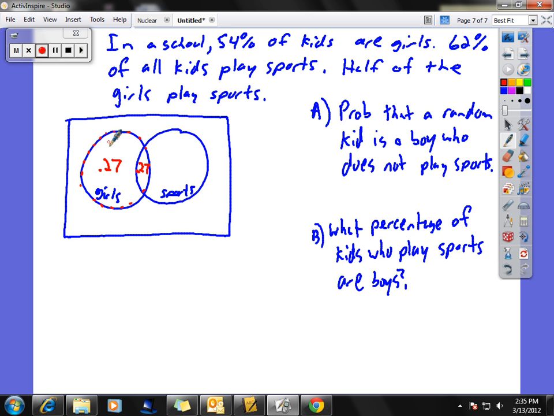Now the reason why you want to put the middle one in first, though, is because a lot of people want to just jump in and put the 0.54 right here on girls. Okay, on this space right here, you don't want the entire girls. You just want the girls who don't play sports. So you have to be careful about that. Don't just put the 54 in for girls. Put the overlap in first, and then subtract to get what's left.